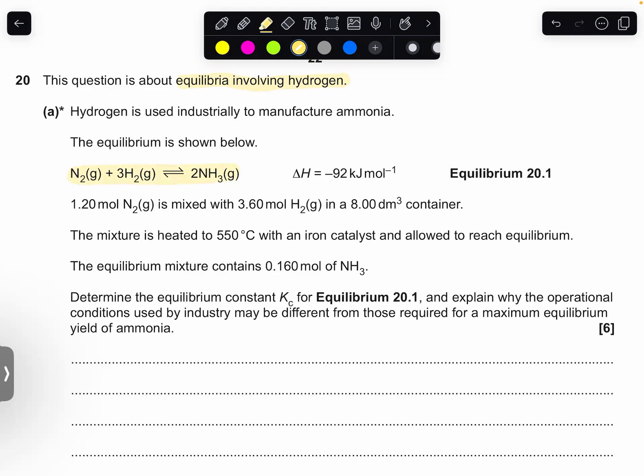Now, it wants us to determine the equilibrium constant and explain why the operational cost conditions used by industry may be different from those required for maximum equilibrium yield. So this is a question of why optimal conditions are not used and a compromise is used. We discussed those points.